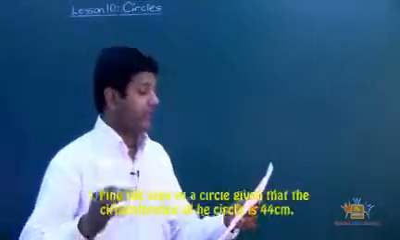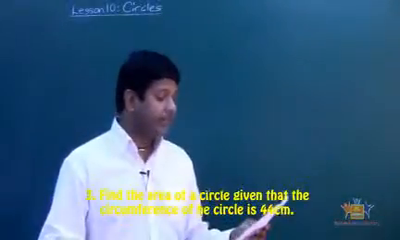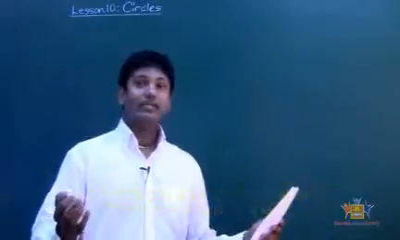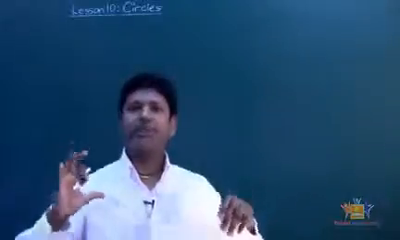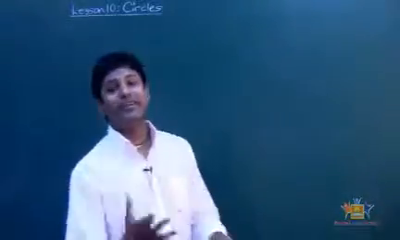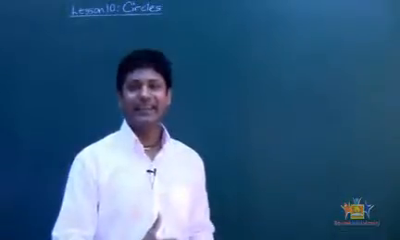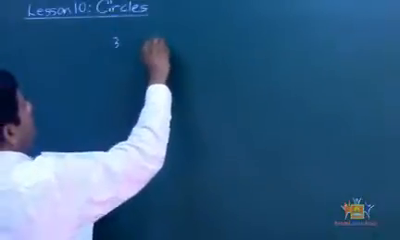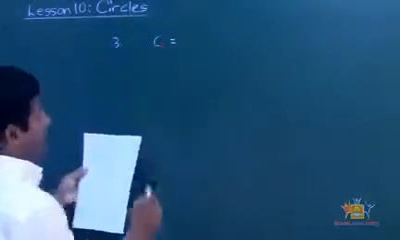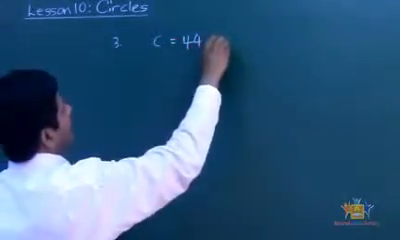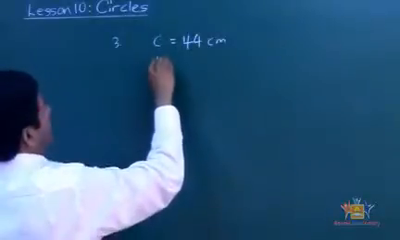It says find the area of a circle given that the circumference of the circle is 44 centimeters. See that? They're not giving you directly the radius that you needed. They gave you the circumference so that you can find the area. So that's how you have to find the radius. Let's write that down. Number 3. Your given circumference is 44 centimeters, and they want us to find the area of that circle.